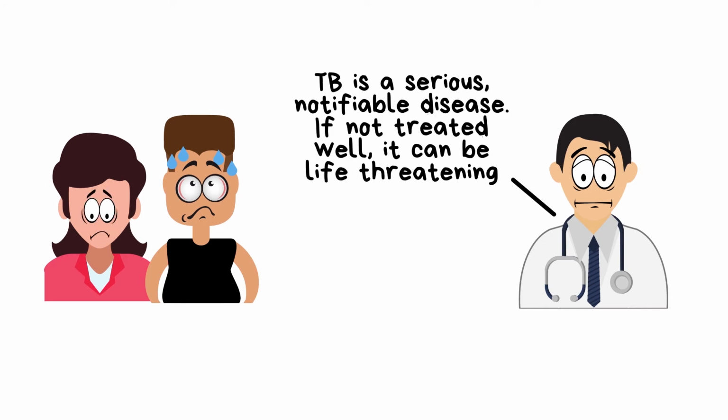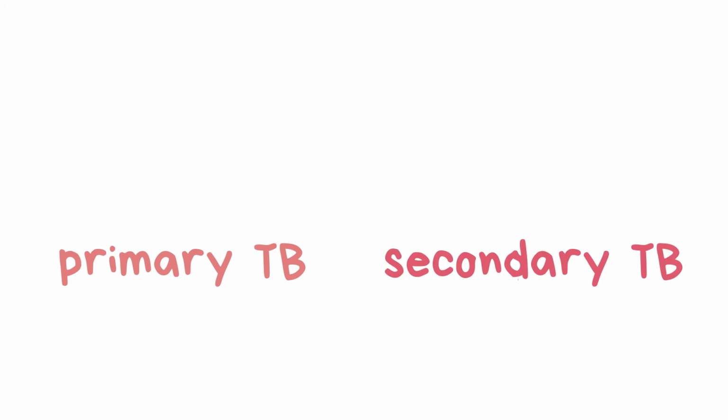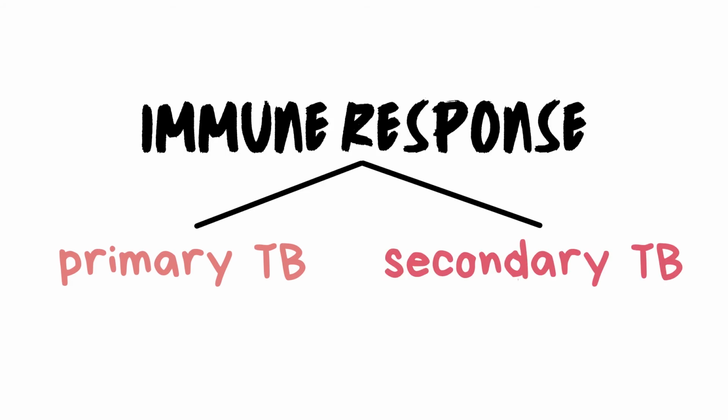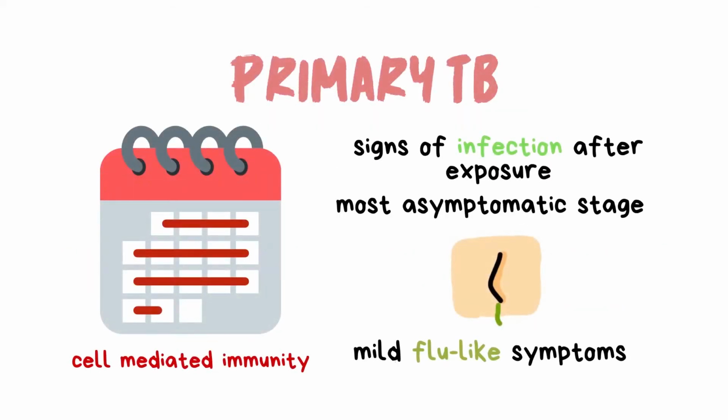Tuberculosis is a serious notifiable disease. If not treated well, it can be life-threatening, Bob. So there are two main types of TB, primary TB and secondary TB, which is dependent on your body's immune response. Primary TB usually happens during an infection, whereas a secondary TB happens during a reactivation of a latent TB. Patients diagnosed with primary TB will display signs of infection after exposure, and this period is the most asymptomatic stage, where the patients will only display mild flu-like symptoms.